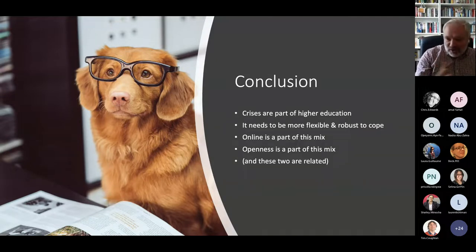In conclusion, and hopefully we'll come back to some of these after the next presentation, we can discuss the pictures of where openness fits in with this. I think we need to go forward just seeing crises as the norm, as part of higher education. And higher education needs to be much better at adapting to those, much more flexible for the student and, at a systemic level, much more robust.